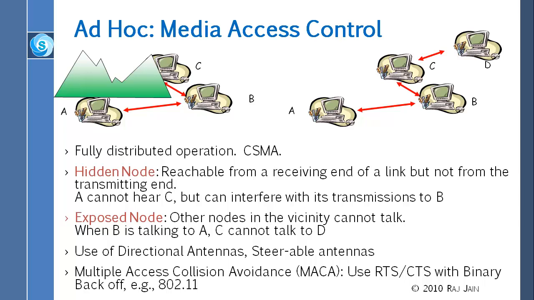So basically, carrier sense doesn't completely work in this situation, because C can sense the carrier, for example, and see that the network is idle, but it cannot hear the transmission from A, and so the network may not be idle. So one has to use something more than carrier sense.